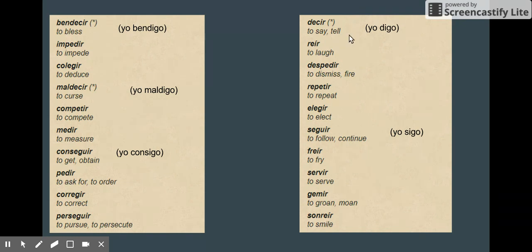Yo digo mentiras, I say lies. Yo te sigo, I'll follow you. Yo consigo dinero, I get money. So just note that these verbs have a unique yo form. But for all the rest of them, they follow the same IR verb endings. It's just that their second E changes from an E to an I, except for the nosotros form.